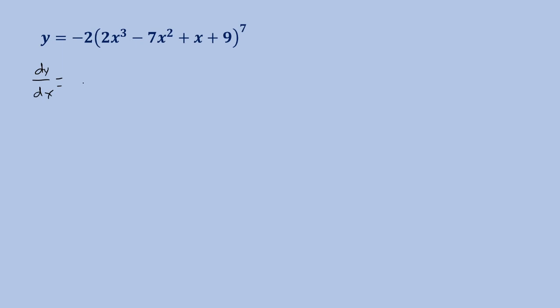So to get the derivative of this function, let us have negative 2. If it's negative 2x, we are going to consider the product rule for our process. Since it's just negative 2, we are looking at this following the constant multiple rule. So for this part, we would be having 7 times the inside function, which is 2x cubed minus 7x squared plus x plus 9. We have 7 minus 1. And we need to get the derivative of the inside function.